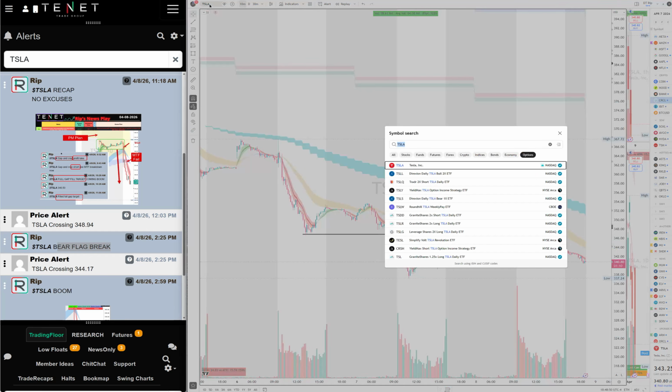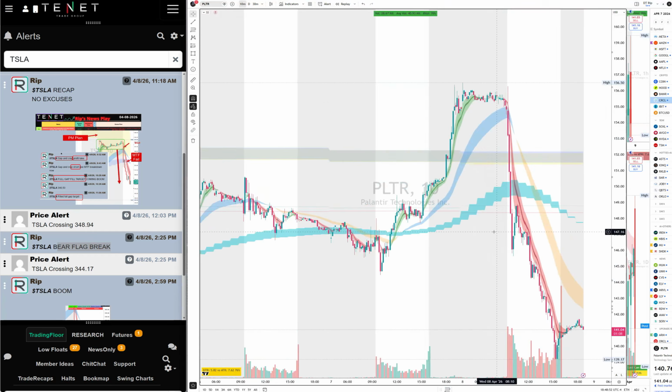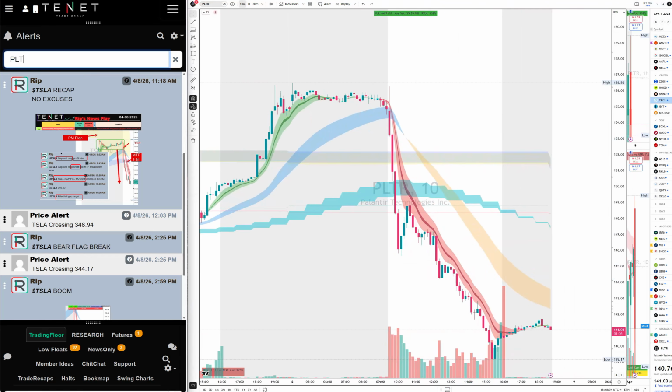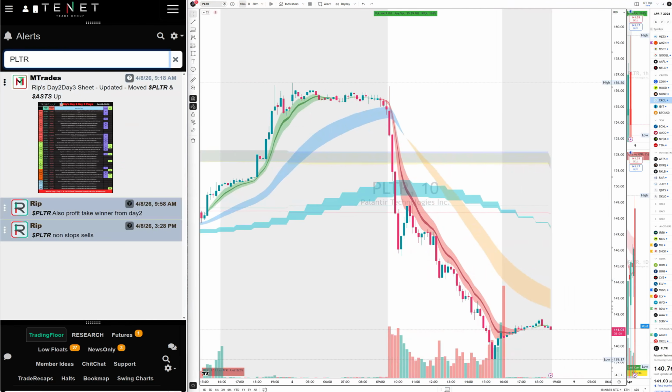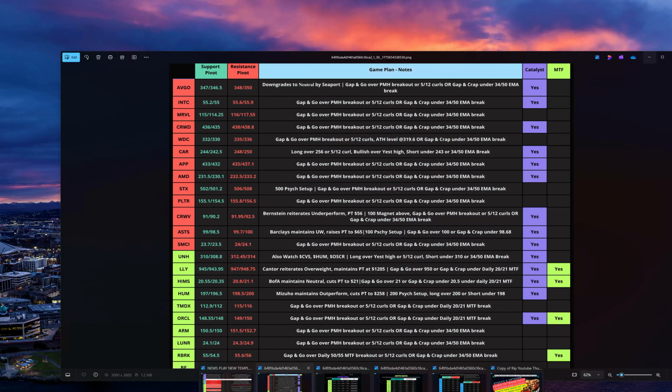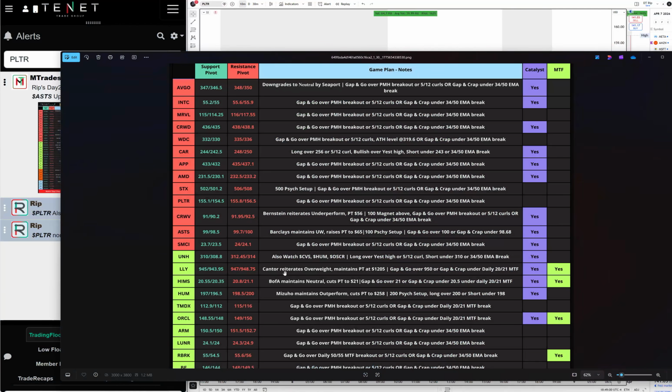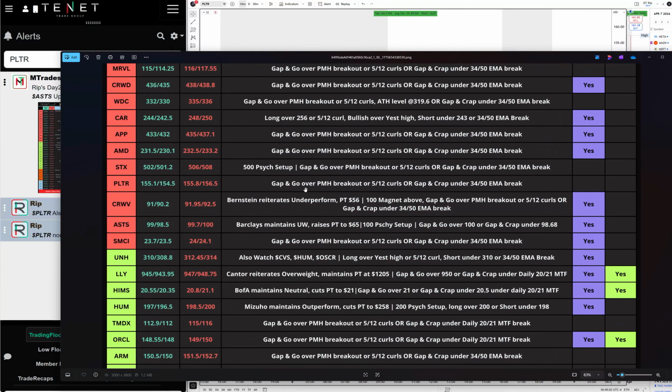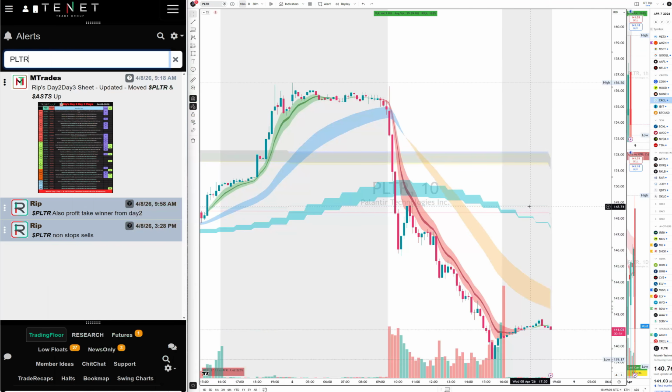All right, so let's look at the next one here. Next one we're going to take a look at is PLTR. So PLTR was also our gap and crap short. Let's look at the planning, another profit taking. It's all about the profit taking setups. So PLTR, gap and go over pre-market breakouts, gap and crap under 3450 EMA breakdown.